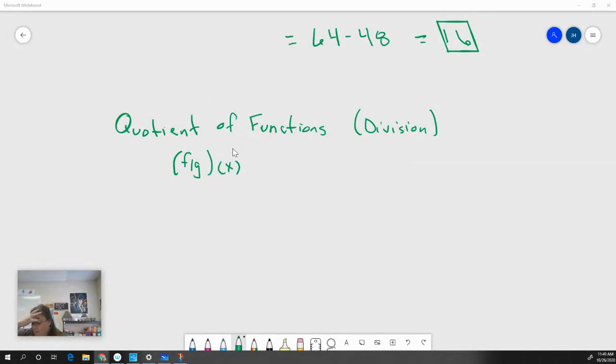So when we're talking about quotient of functions, we're talking about division. And so we're saying f divided by g of x, right? And so that would be f of x over g of x. And like we talked about before, notice that g of x in this case cannot be equal to zero, right? Because we can't have a denominator that's zero. We can't divide by zero.